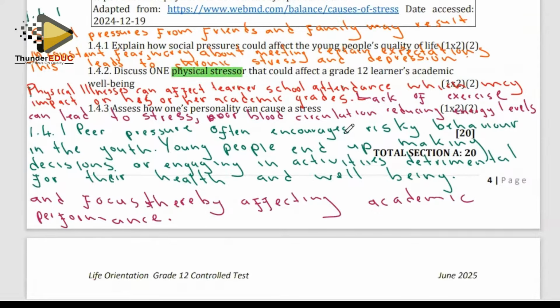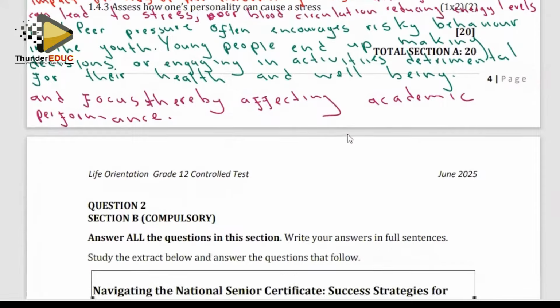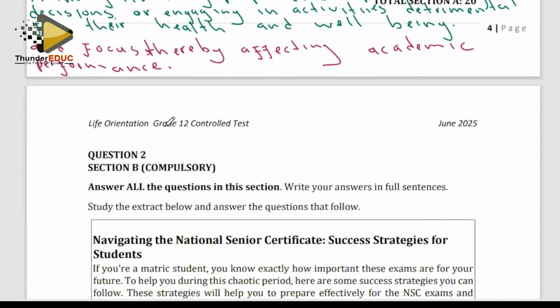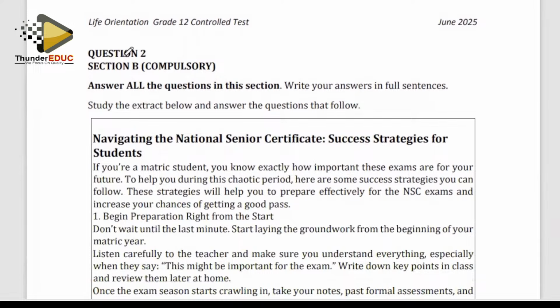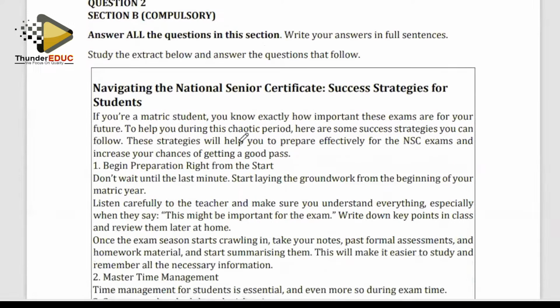Now, moving on to the next question, which is question 2. And by the way, question 2 is a compulsory type of question. Section B is compulsory. Answer all questions in this section. Write your answers in full sentences. So I need also to emphasize this instruction. Answers should be written in full, meaningful sentences.